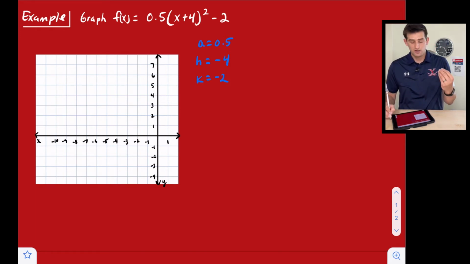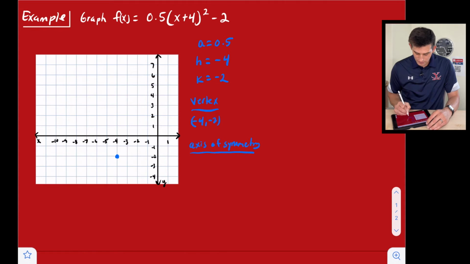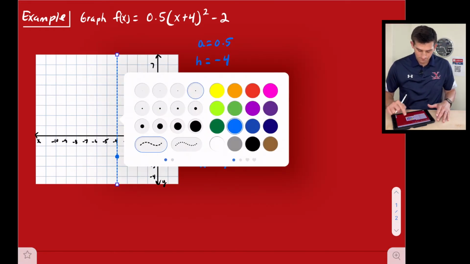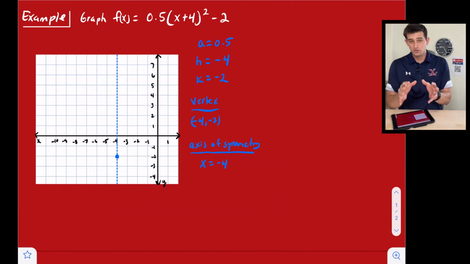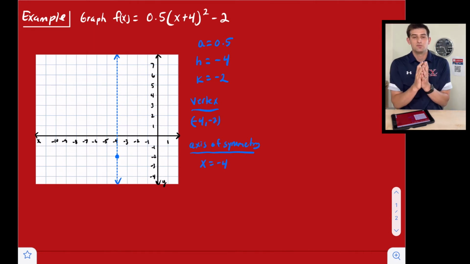All right, so now we can plot our vertex because we have h comma k, so we'll go ahead and write that here. Our vertex is going to be negative 4, negative 2, so we can go ahead and plot that. And our axis of symmetry is going to be x is equal to negative 4. So now we can just draw our vertical line through our vertex. I'm going to make it a dashed line because it's not really part of our parabola, visually. It's just there, it's imaginary. But what that axis does is it splits our parabola into two symmetric pieces. So we could fold our parabola over the axis of symmetry, and the two parts left and right would map on top of each other.